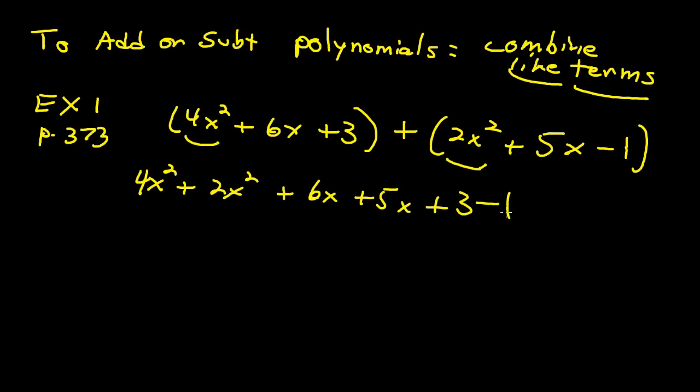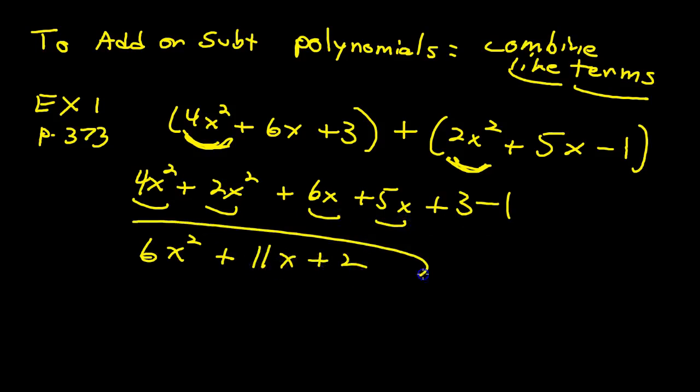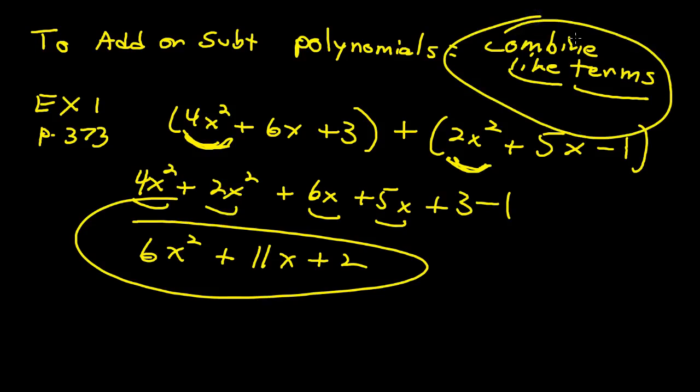Most times we don't take the trouble to write all this out. In our heads, I suppose we could say 4x squared plus 2x squared. Well, when you're combining like terms, you keep the variable portion and add or subtract the coefficients as indicated. So 4x squared plus 2x squared is 6x squared, plus 6x plus 5x is similarly 11x, and of course 3 minus 1 is plus 2. So to add polynomials, simply combine like terms.